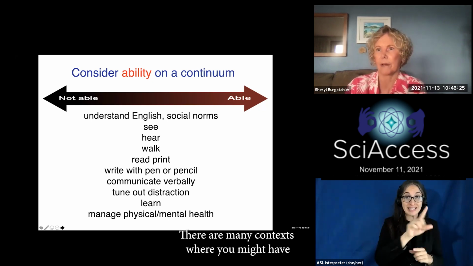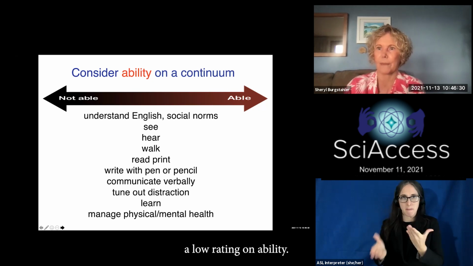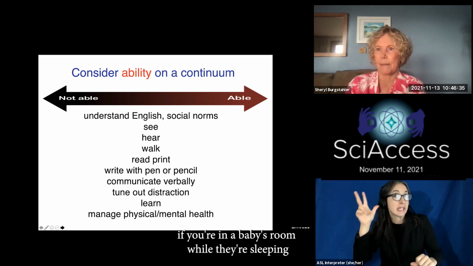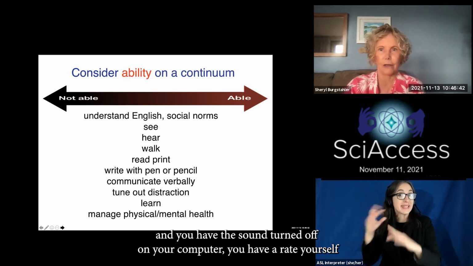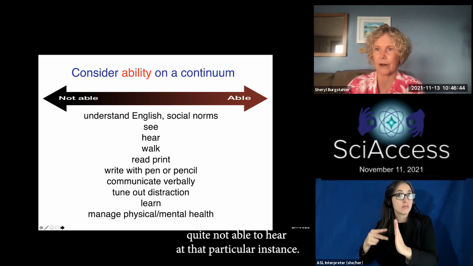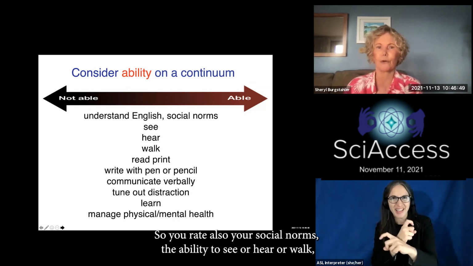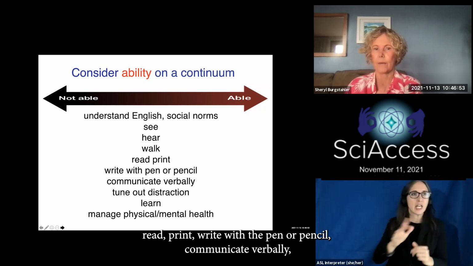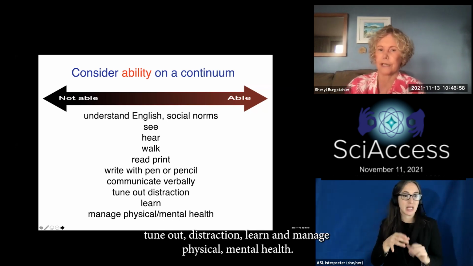There are many contexts where you might have a low rating on ability. For instance, the ability to hear. If you're in a baby's room while they're sleeping and you have the sound turned off on your computer, you rate yourself quite not able to hear at that particular instance. So it's complicated. So you rate also your social norms, the ability to see or hear or walk, read, print, write with a pen or pencil, communicate verbally, tune out distraction, learn and manage physical and mental health.